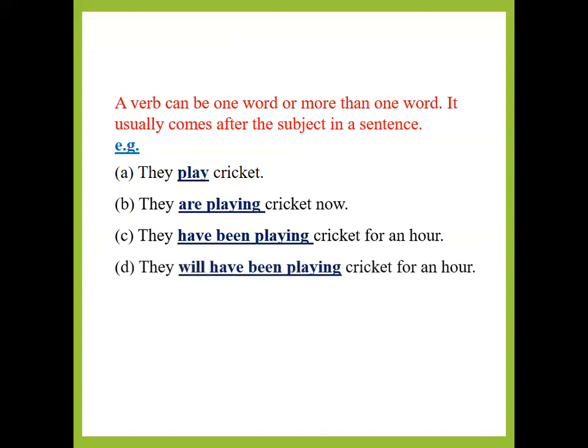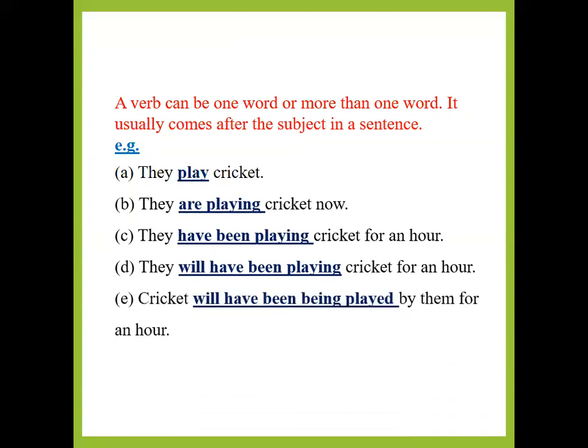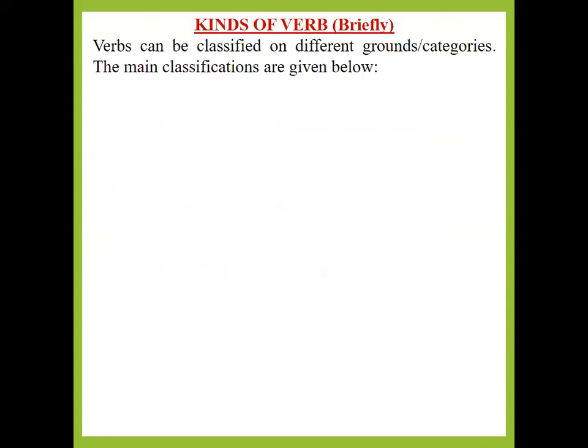In the next sentence, they will have been playing cricket for an hour. We have got here four verbs, will, have, been and playing. In the next sentence, cricket will have been being played by them for an hour. There are five verbs, will, have, been, being, and played.